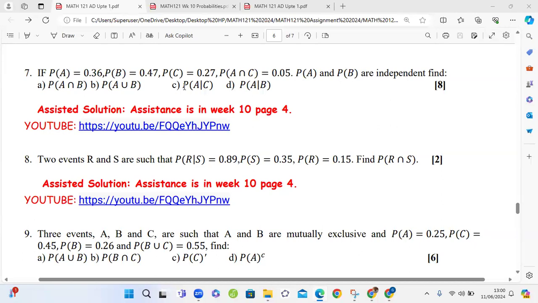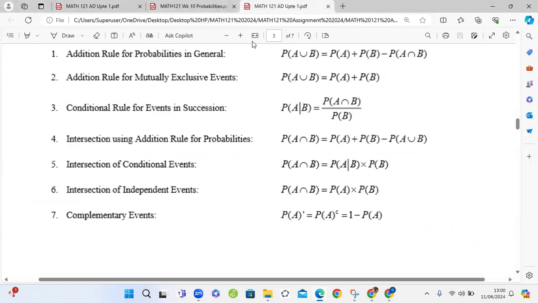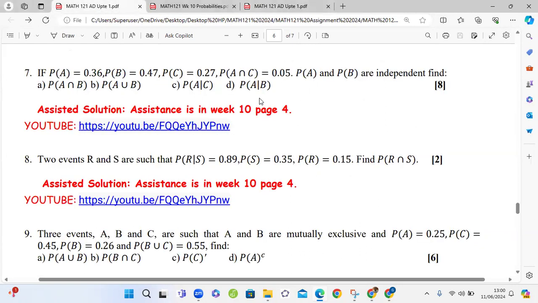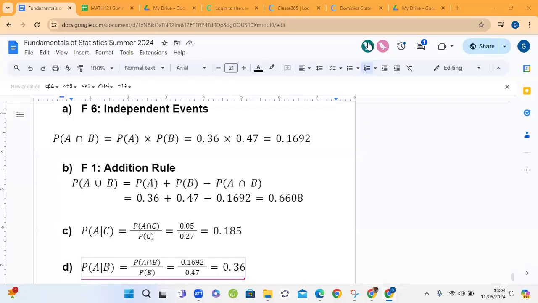Part D is very similar to part C. It's just to reiterate this formula, whereby the second letter goes in the denominator, A after B. So it's the same formula number 3 we've got to use. Conditional rule, that vertical line right there. So it's A intersect B over B. So here now we are dealing with A given B, or A after B, or A if B.